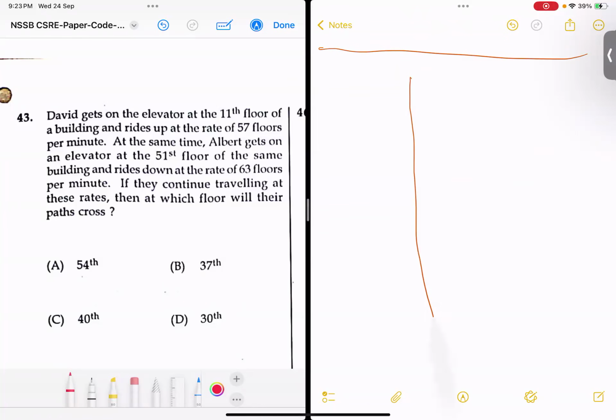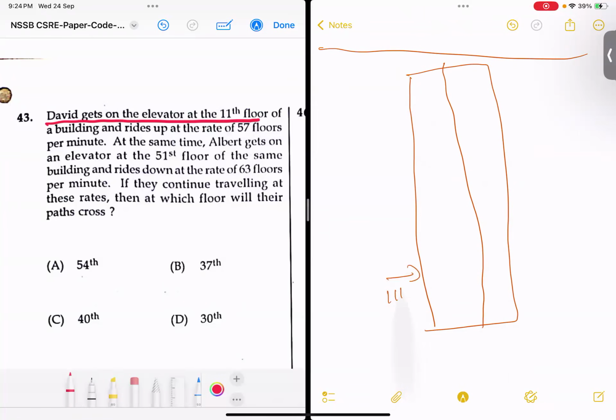Now, there is a building, okay? And there are 2 elevators. So the story goes, okay? First floor, second floor, third floor. So David enters the elevator at the 11th floor, okay? Now, David's elevator is going up, right? And he is going at a speed of 57 floors per minute, okay? That is the upward speed of David's elevator.